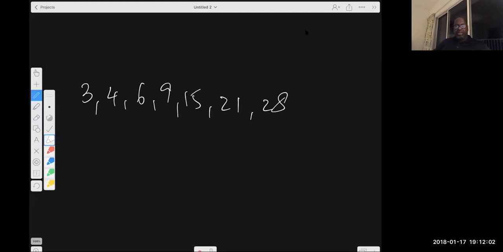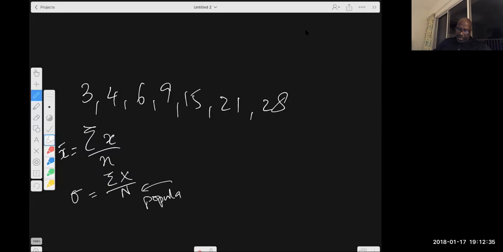So what is the mean? The mean, as we've already talked about, is the sum of all of these values. I denote that by the sum of the x's, and I divide it by the sample size. That is my average. If it is a sample, it would be the sample average, x bar. If it is a population, we denote it by mu, and it would be the sum of the x's divided by capital N, where capital N represents the population, and lowercase n represents the sample.